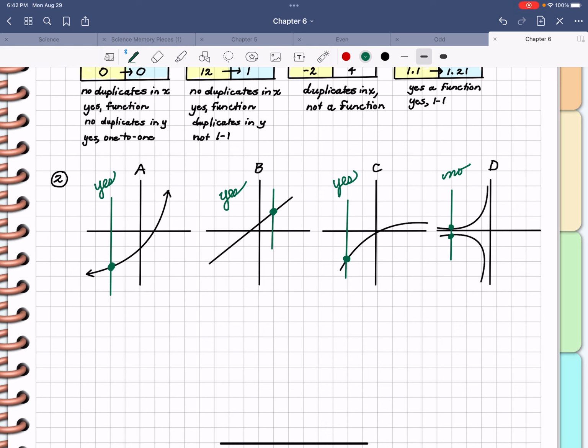Okay, this is the end of page 191, or 190, so I'm going to stop it, and then I'll meet you back for 191.